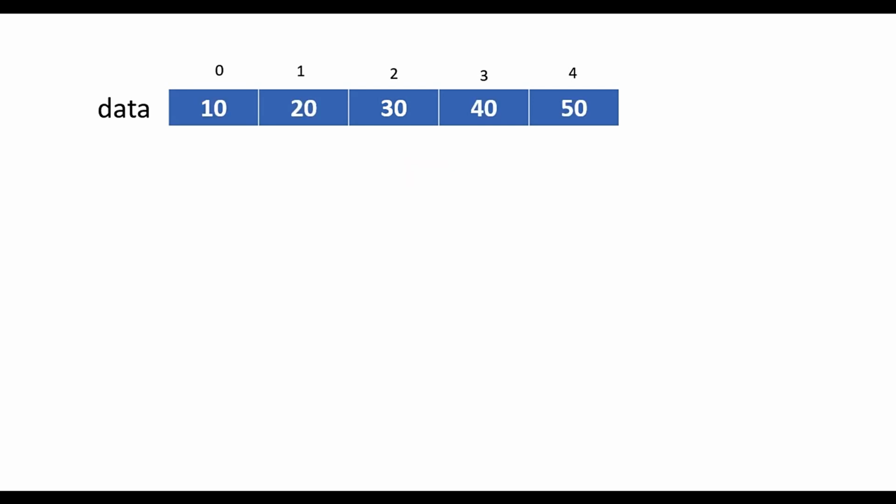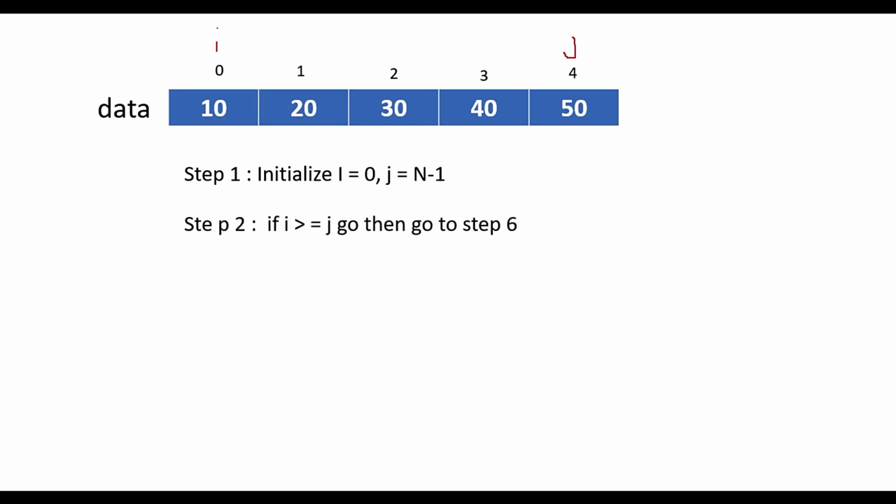Now before we write the program, let us discuss the algorithm. The first step will be i will be initialized to 0. So i will be 0 initially and j will be n minus 1. So here we'll have j. And next our terminating condition will be when i is greater than or equal to j, we'll jump to step number 6, and step number 6 is stop.